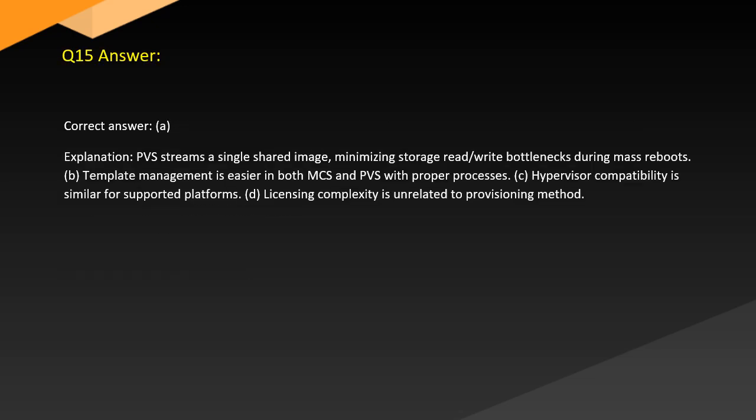Answer. Correct answer, A. Explanation. PVS streams a single shared image, minimizing storage bottlenecks during mass reboots. B. Template management is easier in both MCS and PVS with proper processes. C. Hypervisor compatibility is similar for supported platforms. D. Licensing complexity is unrelated to provisioning method.